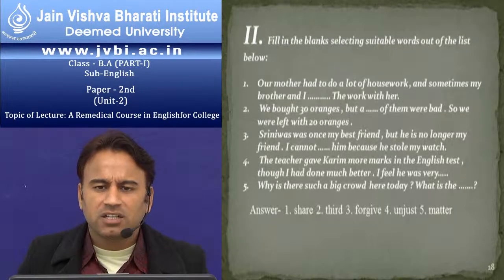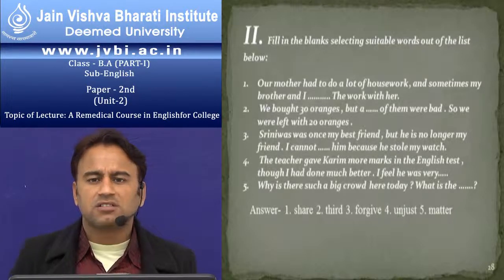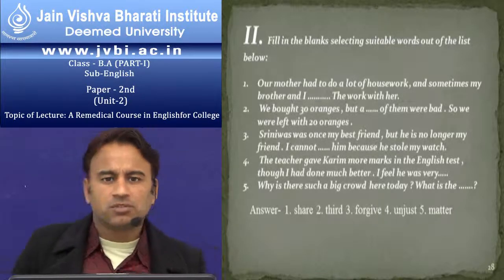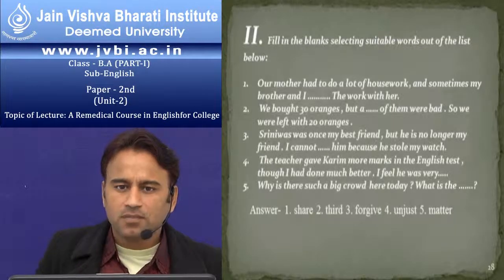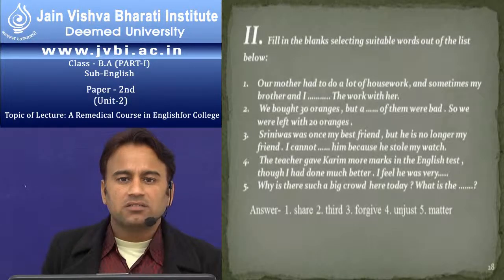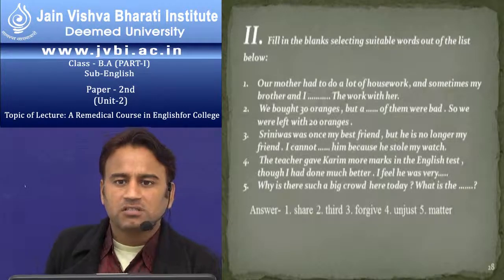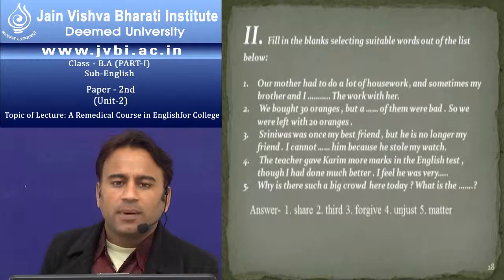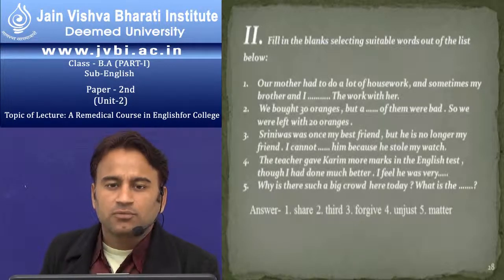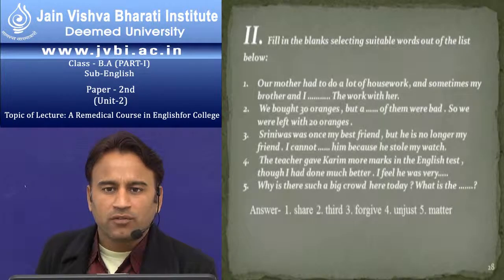In perfective tenses, the third form of the verb is used, that is, the past participle form of the verb. And there are some helping verbs used in these tenses. In present perfect, there are has and have. In past perfect, there is had. And in future perfect, there are shall have and will have.